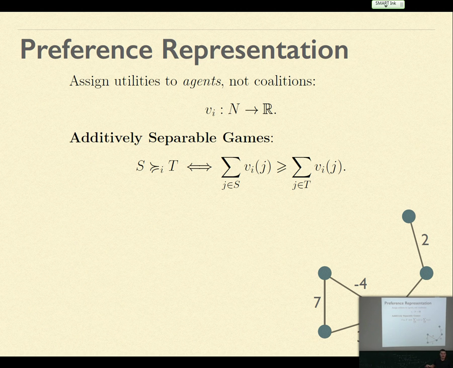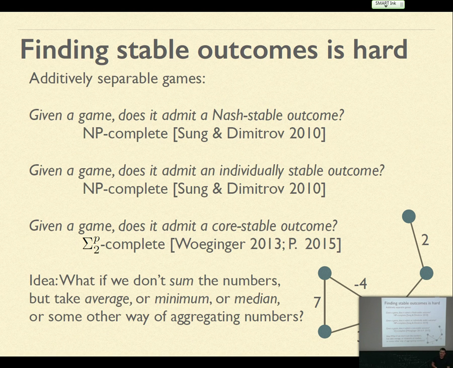Good. So now that we have a representation of a hedonic game, let's ask some questions, like, given a game, does it admit a Nash stable outcome? Well, NP-complete to decide. Given a game, does it admit an individually stable outcome? NP-complete. Does it admit a core stable outcome? Sigma 2p-complete.